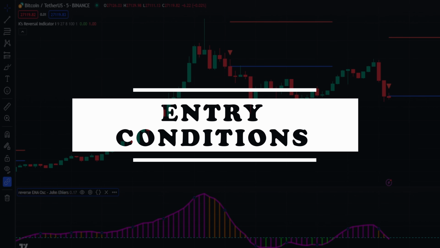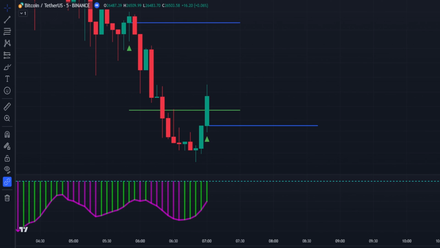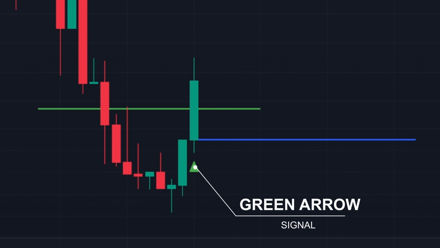Entry conditions. Now that the indicators have been applied to the chart, let's take a look at when to enter into a position. First, we will need to see a green arrow signal forming under a green candle. This indicates that we are in a bullish market.